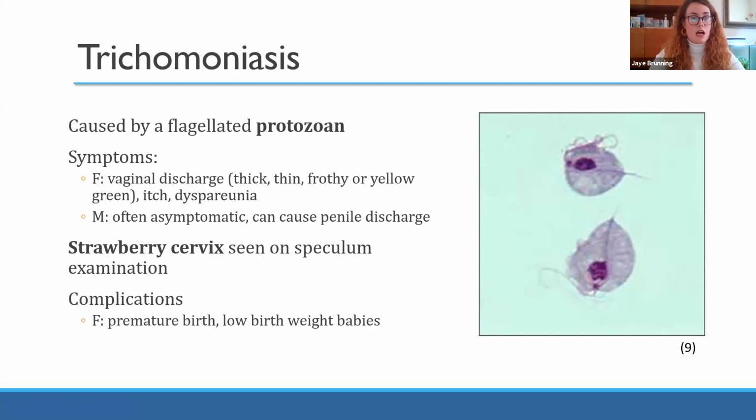The symptoms of this predominantly hit females, which is why you most often won't get males presenting with it. They include vaginal discharge, typically described as frothy and maybe yellow or green. Patients have a lot of itch, and pain on sex as well. Men are often asymptomatic carriers, though occasionally it can cause penile discharge. That's why it's important to treat everyone in a relationship or having casual sex with each other, as we don't want to spread the infection further.